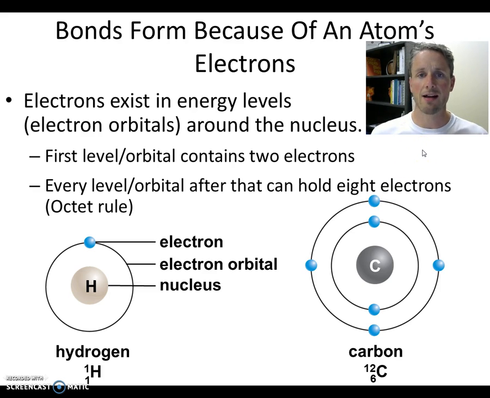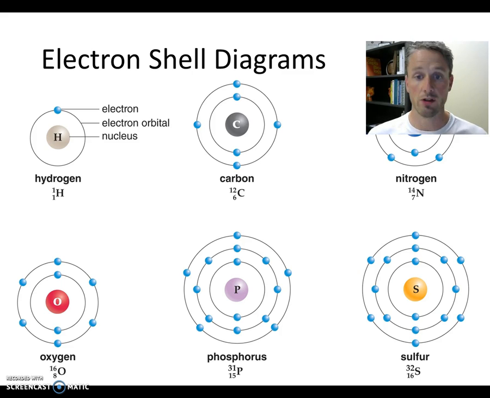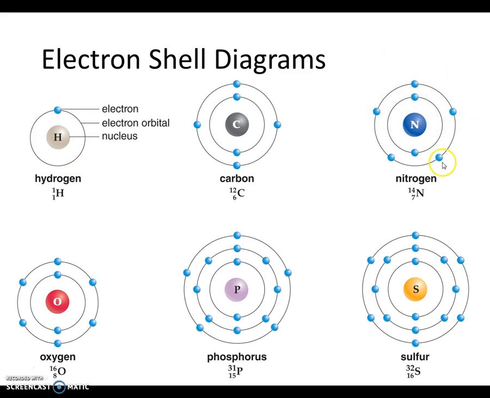So we can draw that kind of diagram for any atom on the periodic table. And so here are some additional examples, right? We looked at hydrogen and carbon. We can also look at nitrogen. So nitrogen's atomic number is 7. 7 protons in the nucleus. That means there are 7 electrons orbiting that nucleus, 2 in the first shell, 5 in the next shell out.